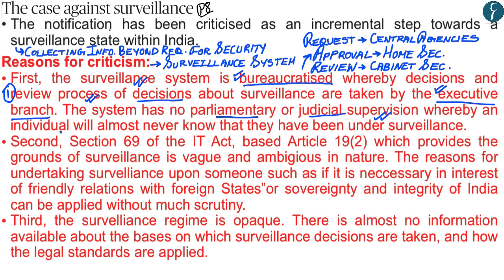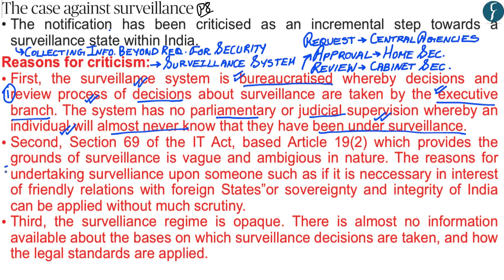Now, apart from this, the author has also highlighted that the individual who has been put under surveillance will almost never know that they have been under surveillance. Now, the second criticism given by the author is that Section 69 of the IT Act, which provides the ground for surveillance of a particular person, is vague and ambiguous in nature. Now this Section 69 of the IT Act is based on Article 19, Clause 2 of the Constitution of India.